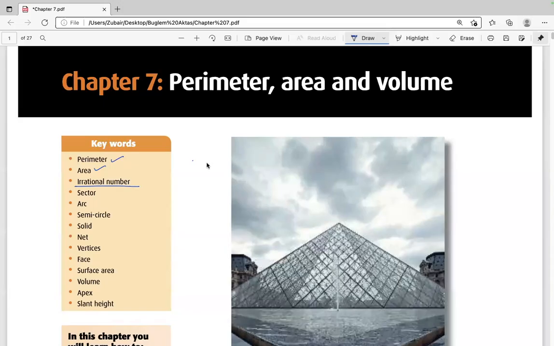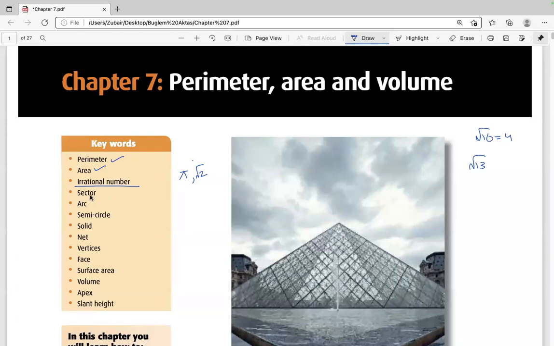For example, the exact value of pi cannot be written. The exact value of square root 2 cannot be written in decimal or in fraction. So a simple definition would be pi and non-perfect square roots. For example, square root 16 is a perfect number, that is 4. But square root 13 is not perfect, so this is irrational.